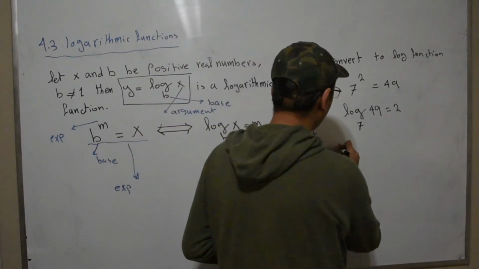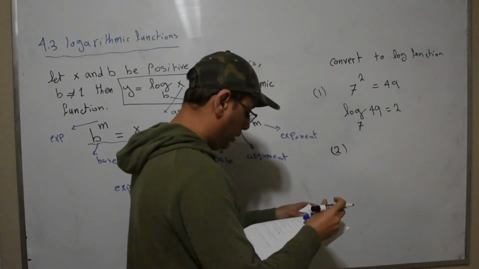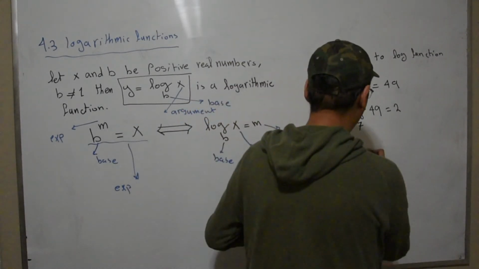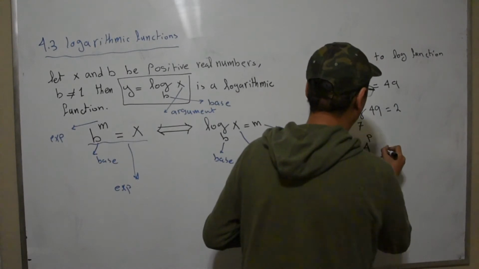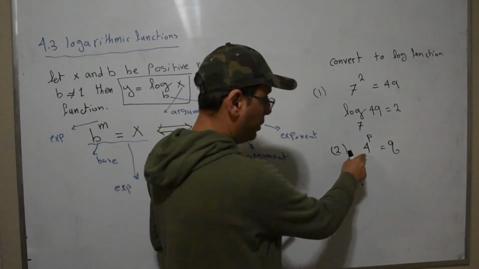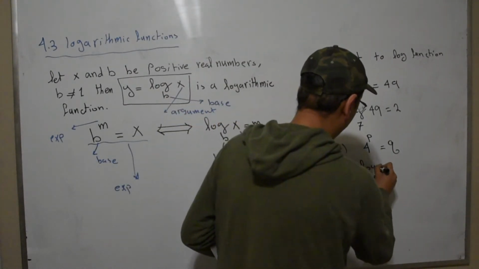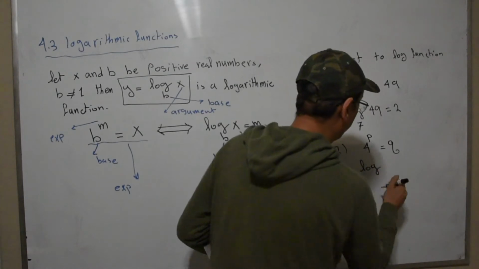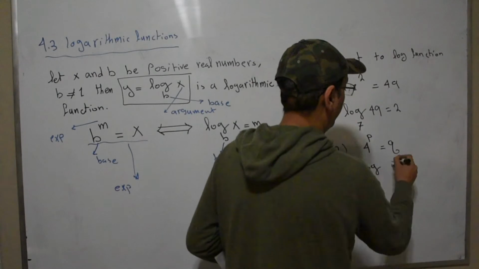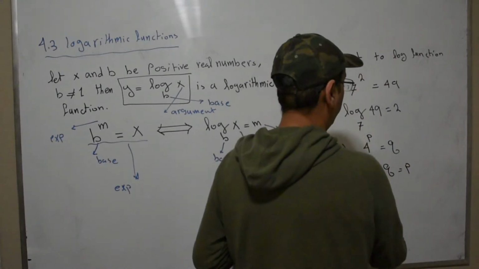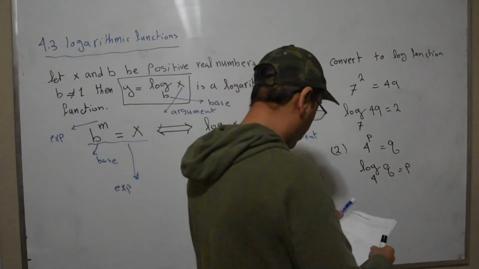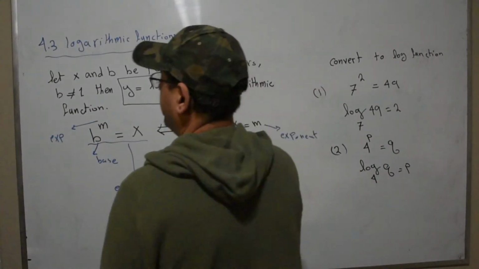Another example: 4 to the p equals q. What is the base? The base is 4. So write log first, and I have the base 4. And what is the exponent? The exponent is p, and the argument is q. So log base 4 of q is p. Okay, one more example.